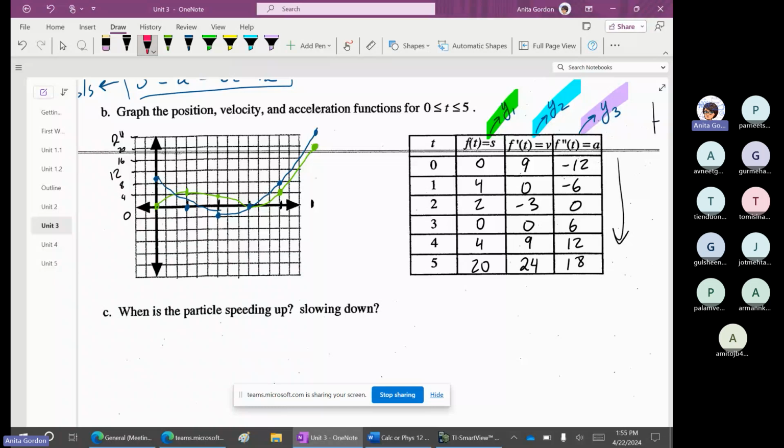And lastly, the acceleration. 0 is -12. At 1, it is -6. At 2, it is 0. At 3, it is +6. And at 4, it is 12. And 5 is 18. Oops.